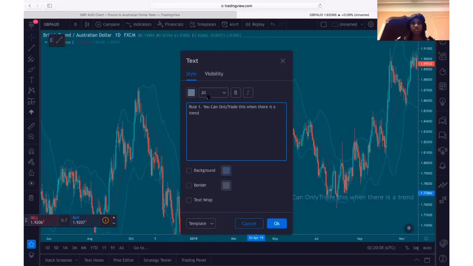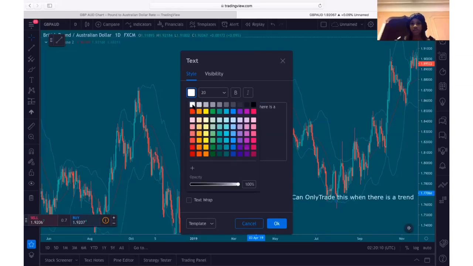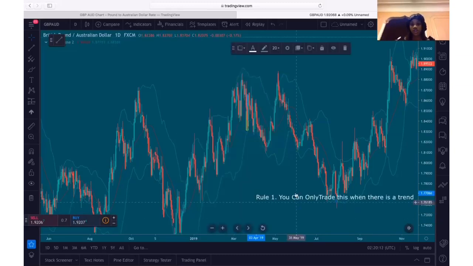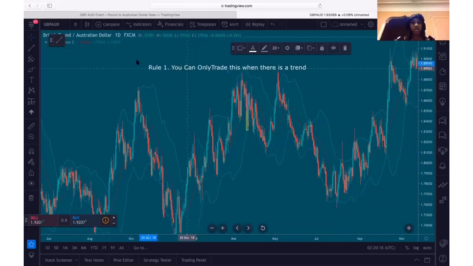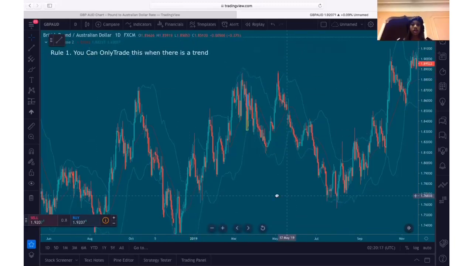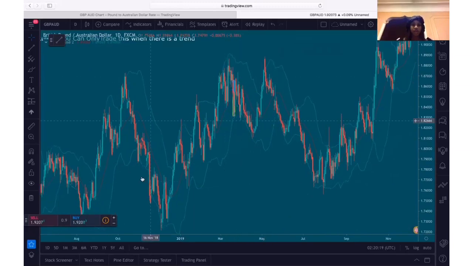So I'm going to make this white. You can only trade this strategy when there is a trend in the market. That's rule number one. So I'm going to take the trend that is right here that I am circling around with my cursor. I am going to use that trend right there. As you can see, this is the uptrend creating higher highs and higher lows within the market.